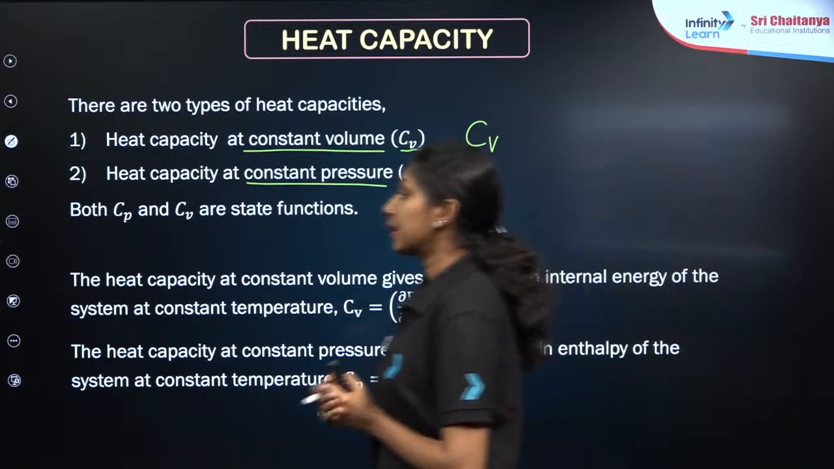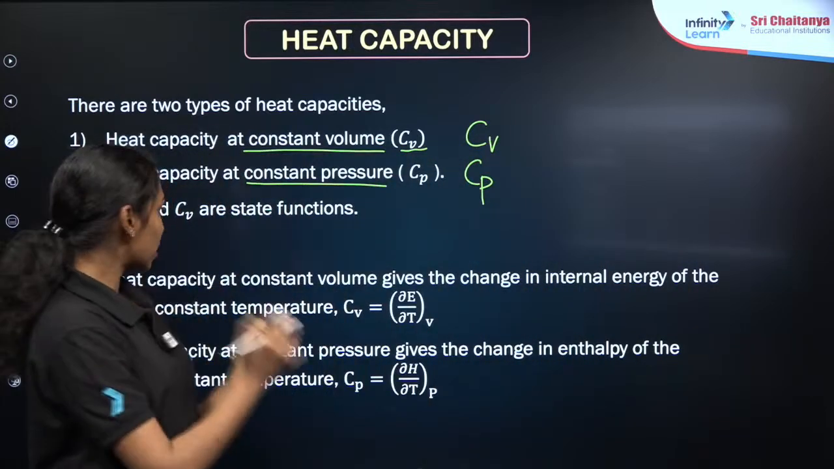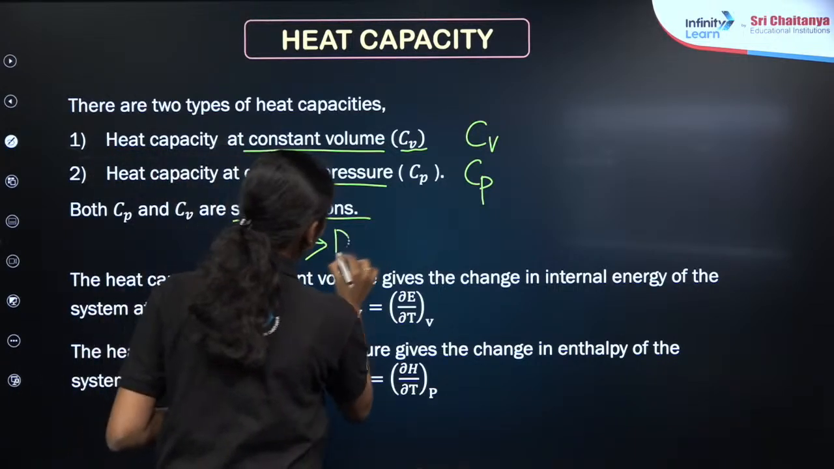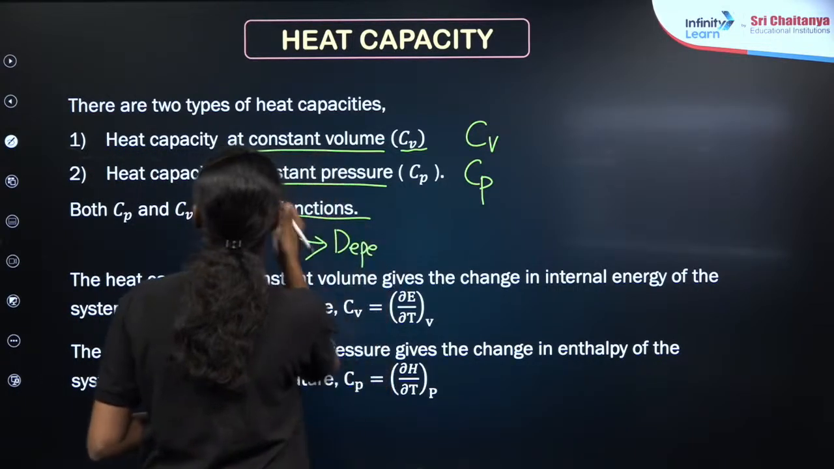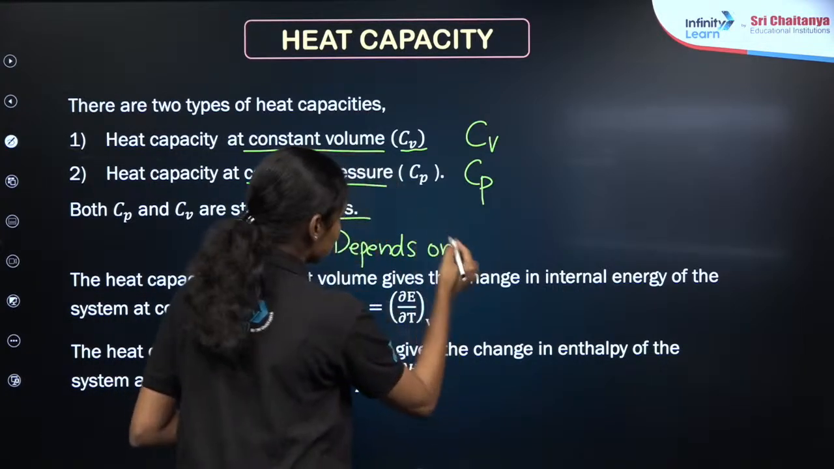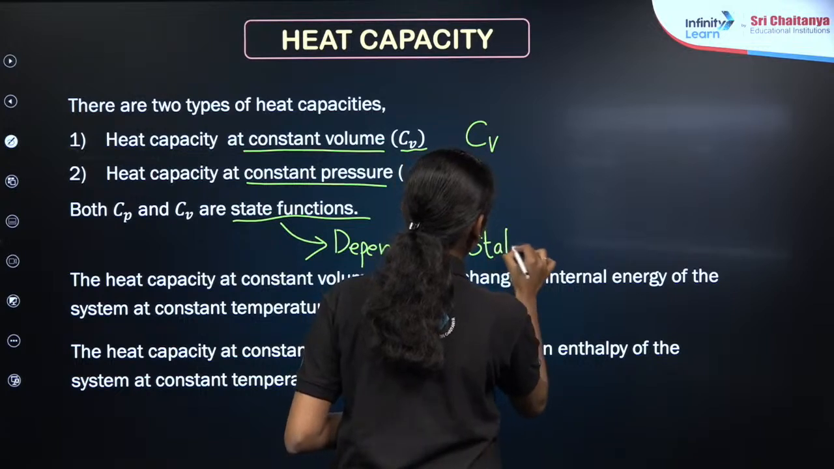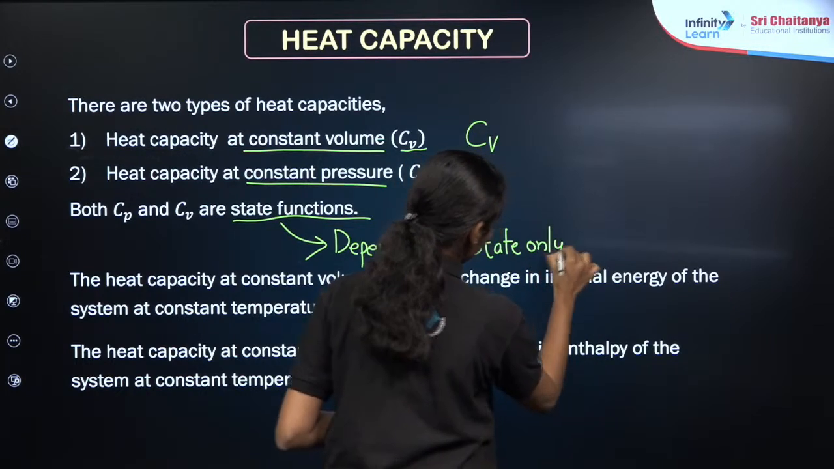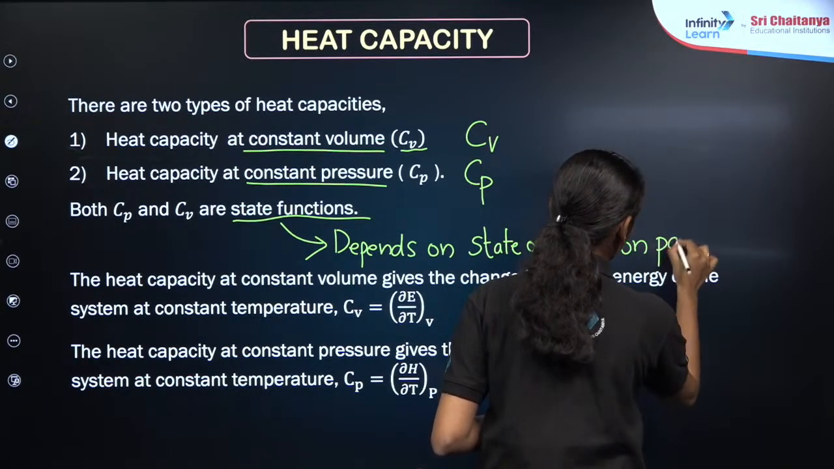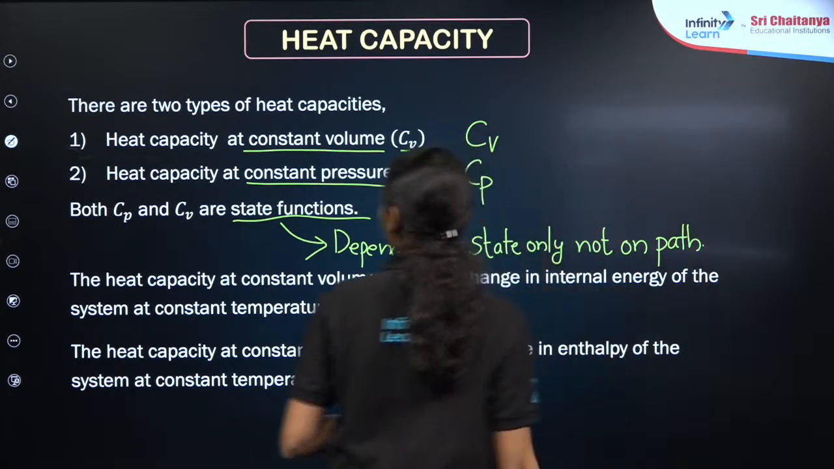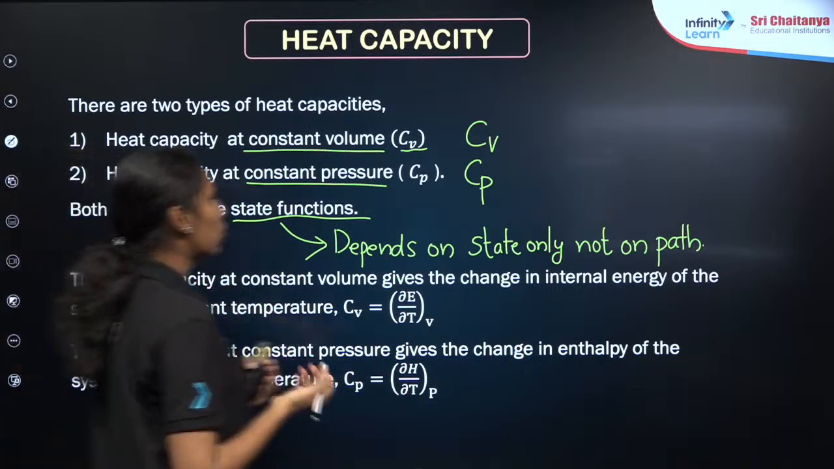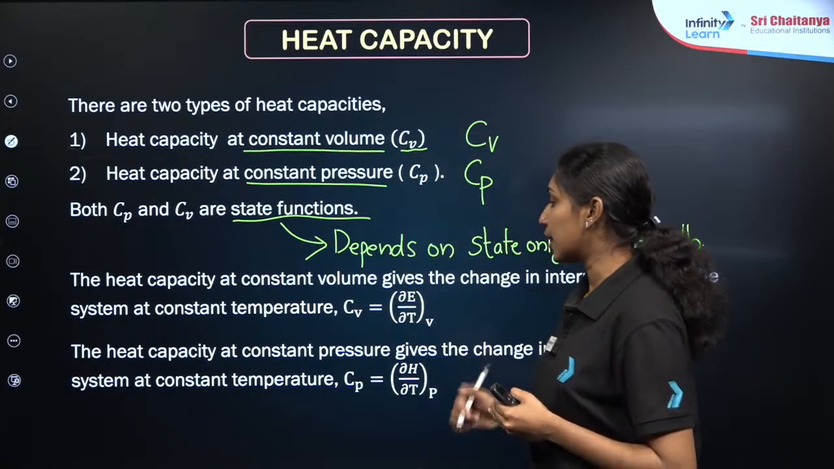Yesterday in the previous session we have studied about the state functions, right? State functions means they depend on the state, not on the path. So again we can say that these heat capacities depend on state only, not on path. So we can define these heat capacities Cp and Cv as state functions. So we can find out the value from the initial state as well as the final state.